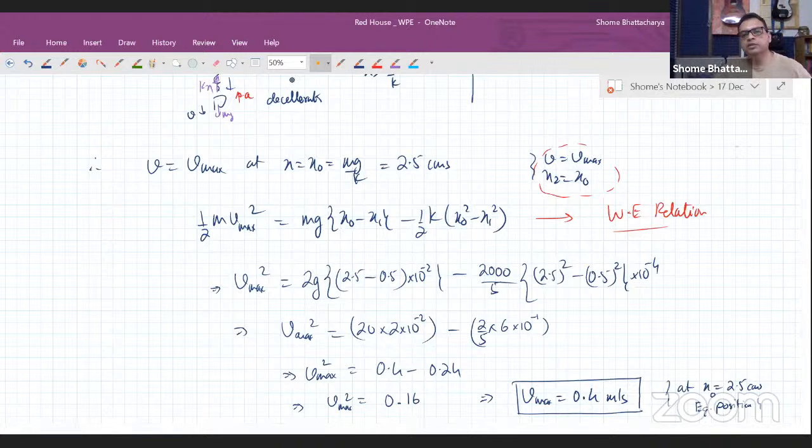So starting point to equilibrium is come down by how much? By 2 centimeters. So it will go further down also by 2 centimeters. So that symmetry is telling us that our maximum extension of the spring should come out to be how much? 2.5 plus 2, or 4.5 centimeters. But we will show that from the calculation also.